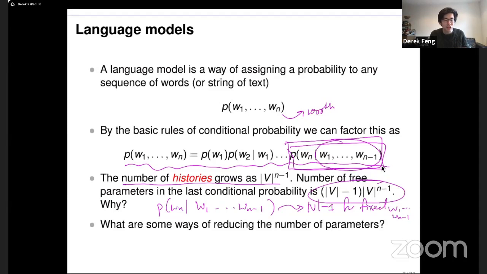So this is clearly not particularly feasible. As my n grows, the number of parameters of my model is going to grow exponentially. So then the question is, how do I simplify this model?